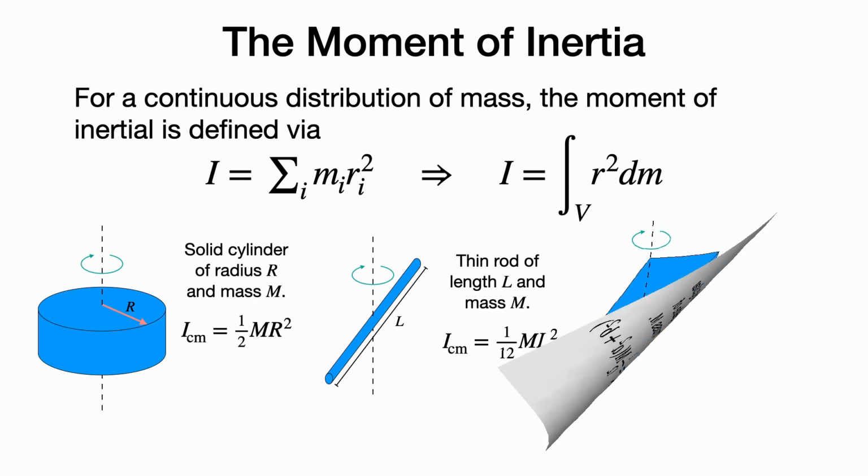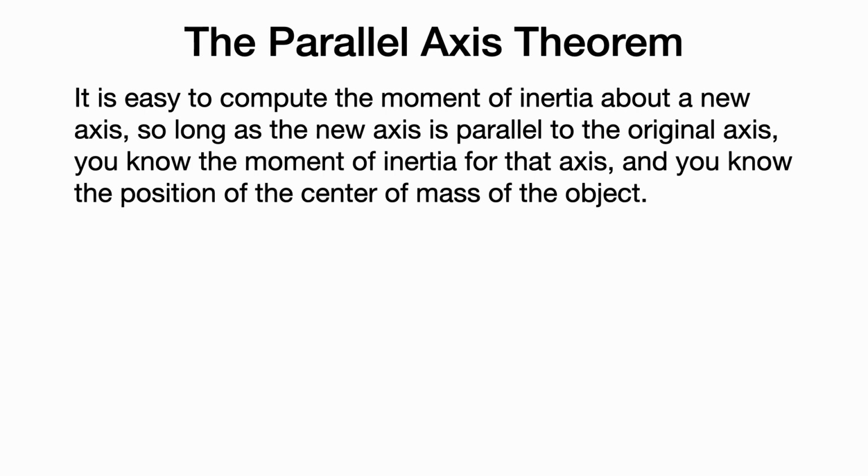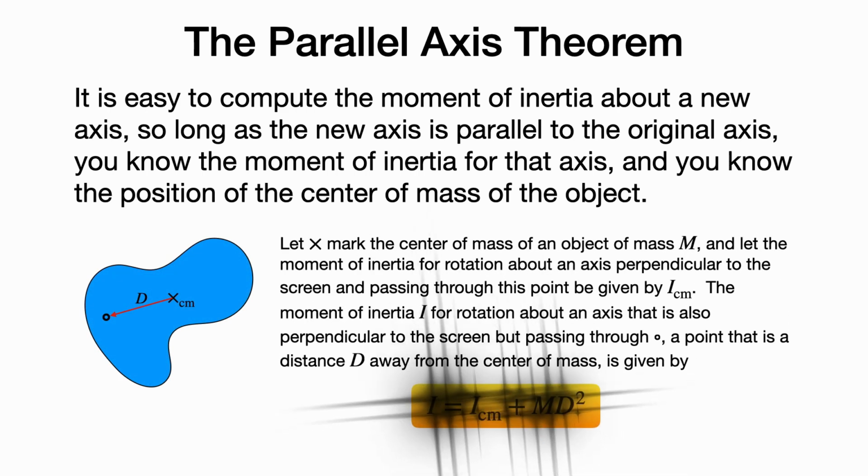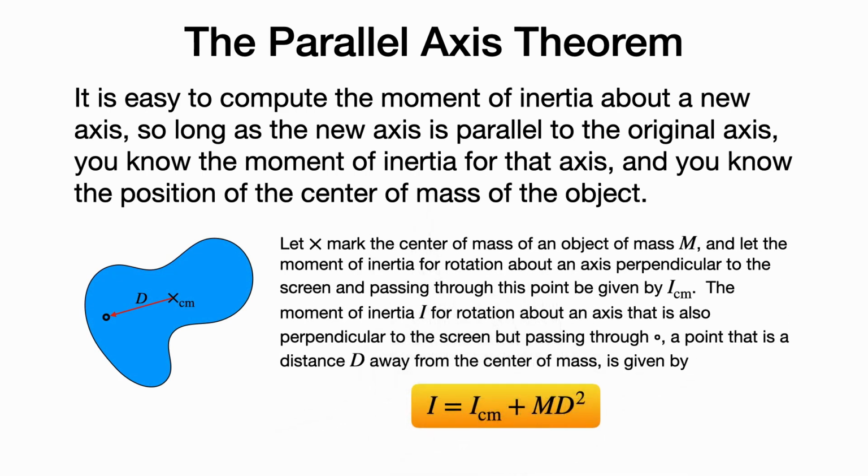It is easy to compute the moment of inertia about a new axis so long as the new axis of rotation is parallel to the original axis. You know the moment of inertia for that particular axis, and you know the position of the center of mass of the object. For example, consider the following object. Let x mark the center of mass of this object of mass m, and let the moment of inertia for rotation about an axis perpendicular to the screen and passing through this particular point marked by x be given by I sub cm.